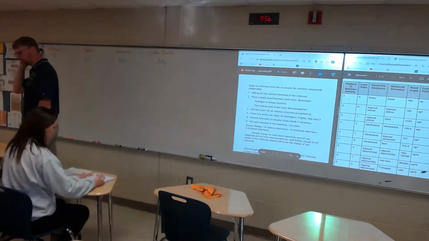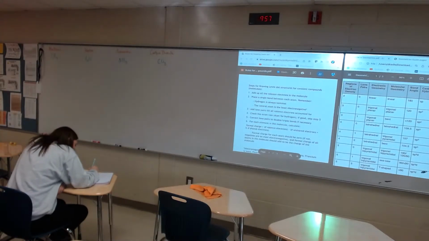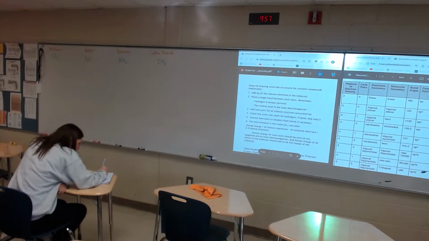The reason we just spent an entire unit learning names and formulas is that we have to know the formulas or we can't draw structures of them or do much of anything else with them. We have to know which atoms and how many of each are in the molecule. So that's nomenclature.